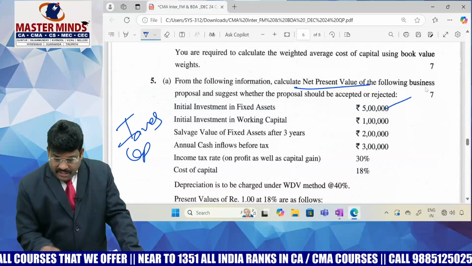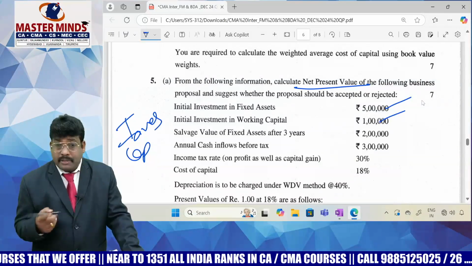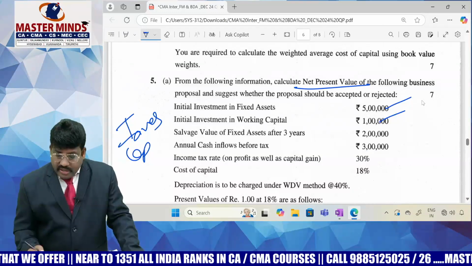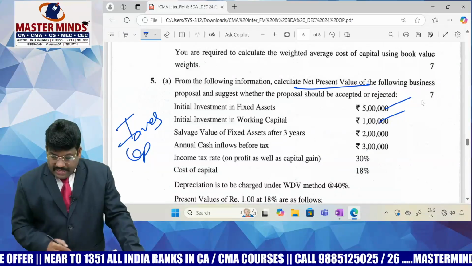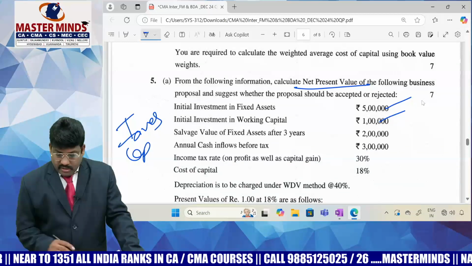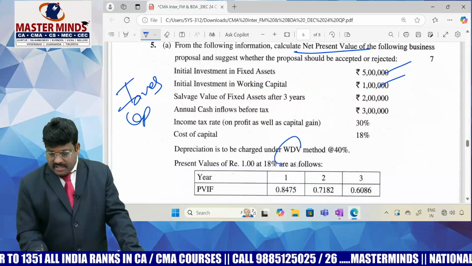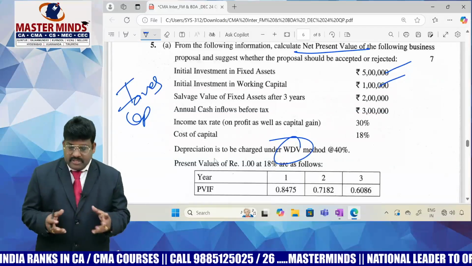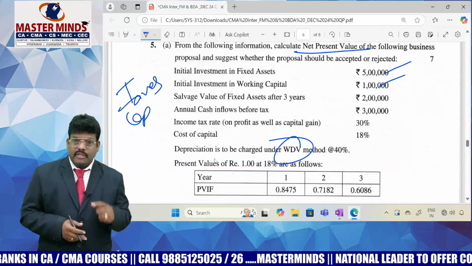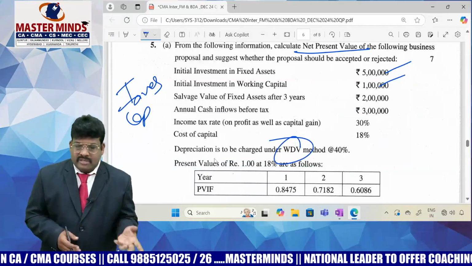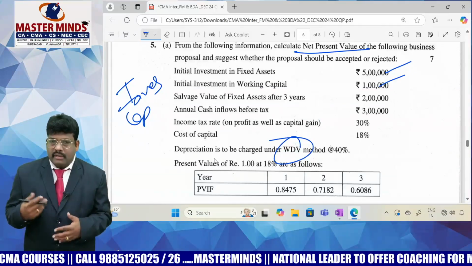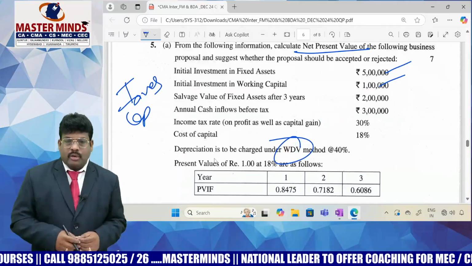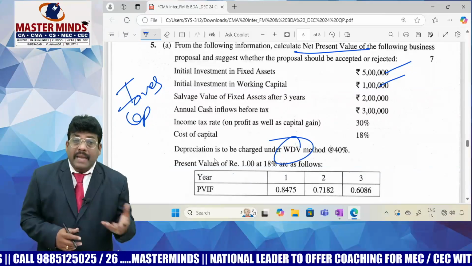So initial investment is given, working capital is given, and the working capital treatment is that it should be added to cost, right? Salvage value and annual cash inflow before tax are given, right? Cost of capital is given, and depreciation is by the WDV method. It's a little bit lengthy. Depreciation, WDV, but I gave a shortcut, right? While calculating depreciation, instead of calculating written down value, you can apply another strategy to find depreciation as simple as that, right?